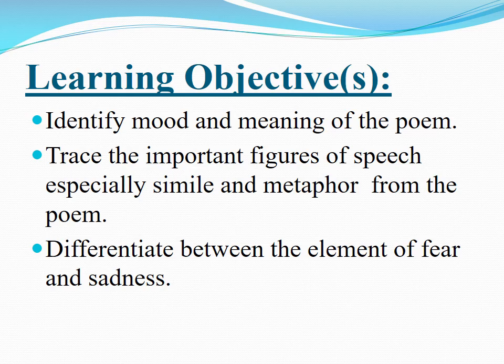Learning objectives are: identify the mood and meaning of the poem, trace the important figures of speech, especially simile and metaphor from the poem, and differentiate between the elements of fear and sadness. Here, mood means how the poet wants you to feel after reading. The mood of a poem might be sad, happy, serious, or full of suspense, relief, or fear. The second objective is to find out figurative language from the poem, especially simile and metaphor. It is a poetic device which is used by the poet to highlight the importance of the poem. In the third objective, the element of sadness is highlighted by the poet to encourage the extreme feelings of the reader.